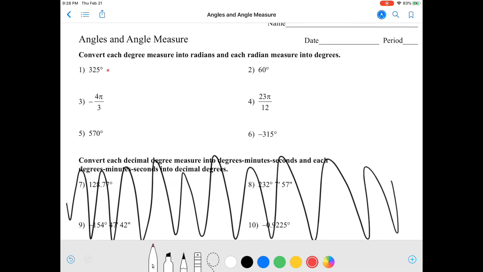So the first step to converting degrees into radians is to multiply by 2 pi over 360. So we're going to do 325 times 2 pi, which is going to give us 650 pi. And then that's going to be over 360.